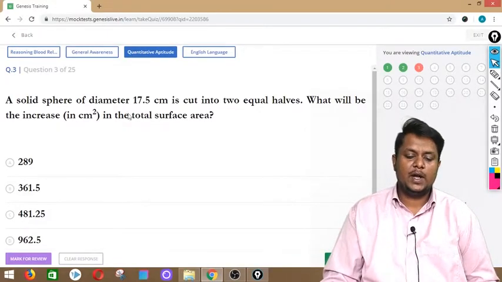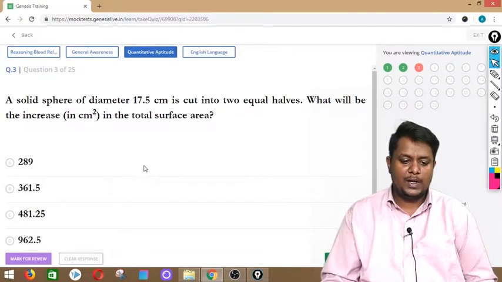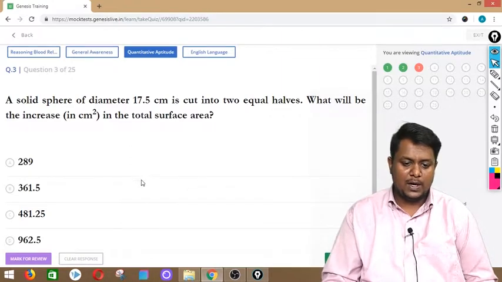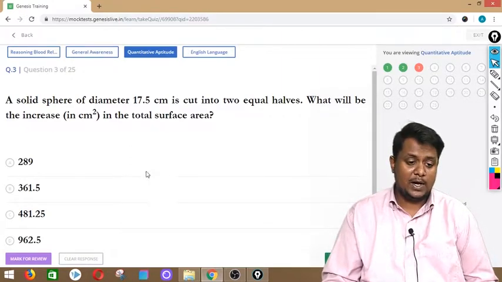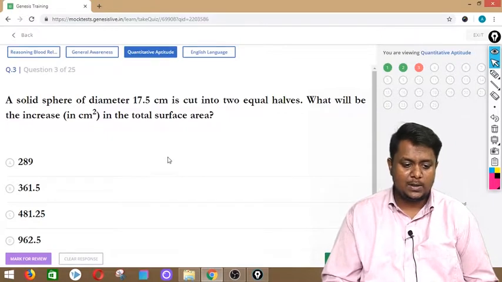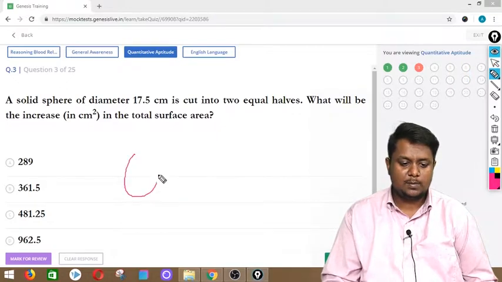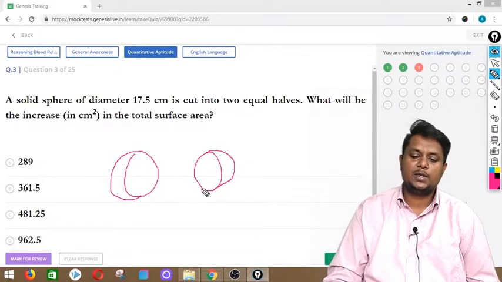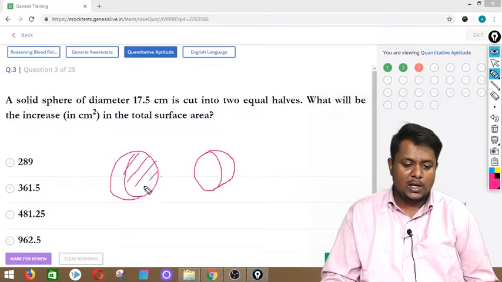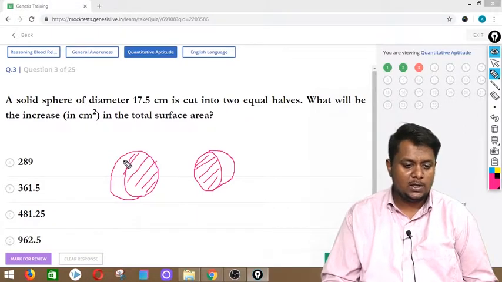A solid sphere of diameter 17.5 centimeter is cut into 2 equal parts. Now when you cut a sphere into 2 equal parts, you get something like this. So this is one half and another one will be like this. Assume that you are cutting a coconut into two halves. So this is the inner surface area for both the half spheres or hemispheres. Now this part is the outer surface area.